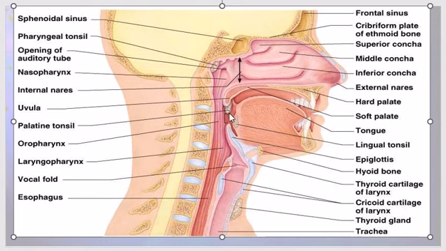Just above your palatine tonsil. Okay. This is your oropharynx area. This is your laryngopharynx area, just behind your hyoid bone. This is the hyoid bone, and just behind it is the laryngopharynx area.